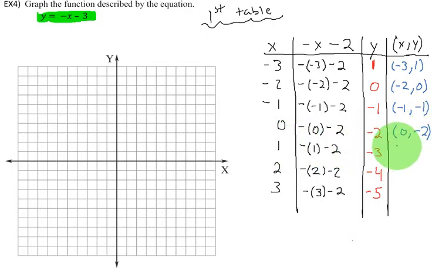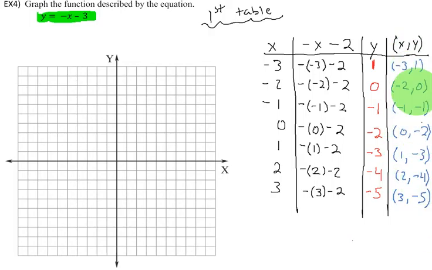When x is 1, y is negative 3. When x is 2, y is negative 4. And when x is 3, y is negative 5. So take a look at this information real quick. Take a look at what's happening between x and y. As your input, or the x values, increase, your outputs are decreasing. Your y values are decreasing.